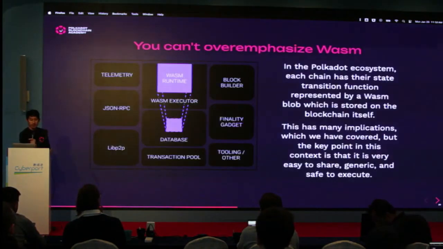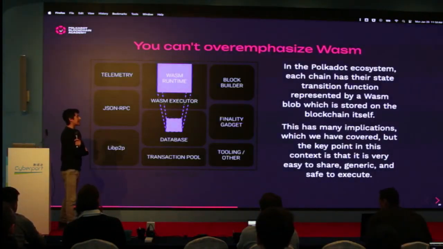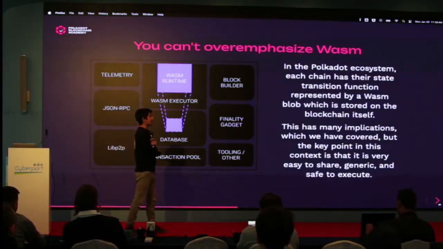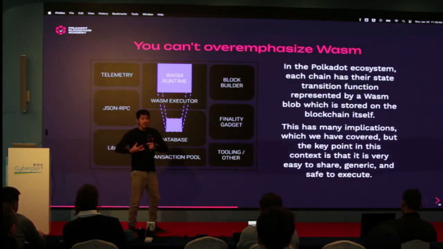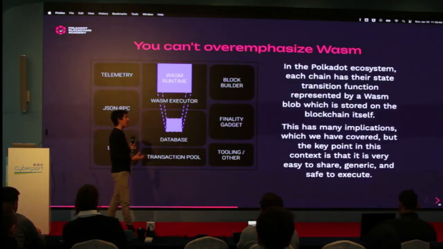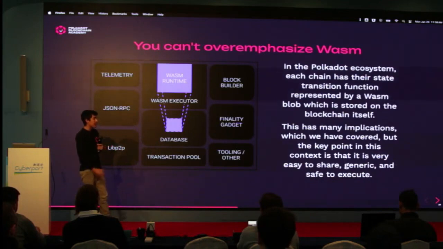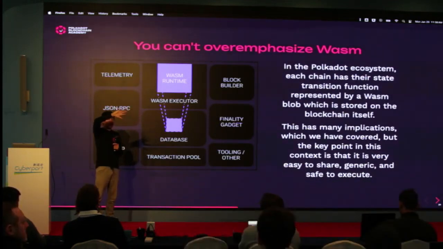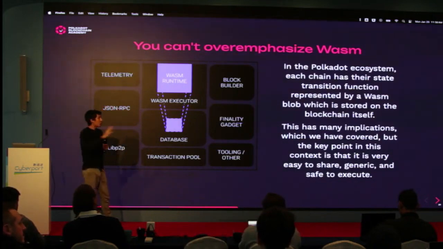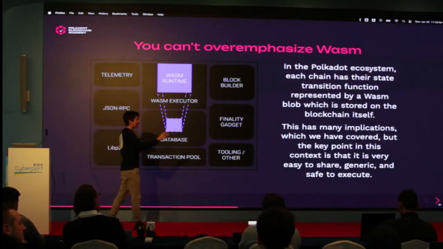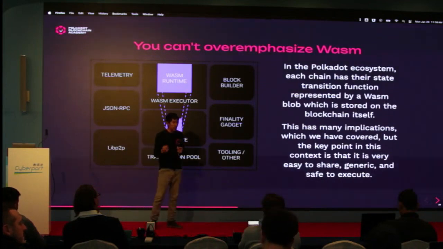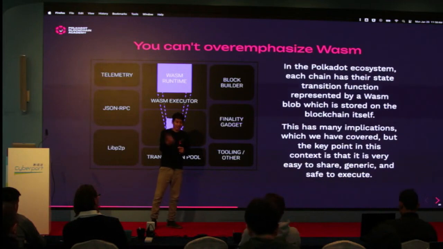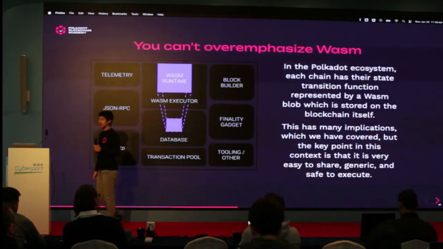First, WASM. Again, you cannot overemphasize the importance of WASM. In the Polkadot ecosystem, each chain has its state transition function, its logic, written into WASM, represented by a WASM blob, and that is stored on the blockchain itself. This has many implications. We've covered that throughout the entire lecture, technical side, the design side. But in terms of shared security, the key context here is that it is very easy to share a generic, safe to execute WASM blob and to actually execute it. This is the main idea.